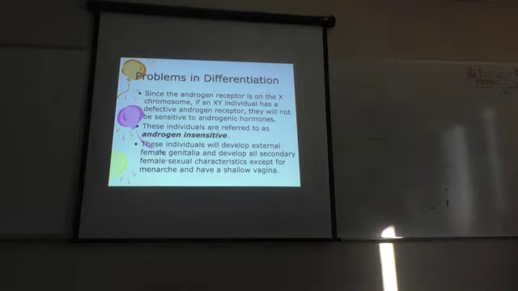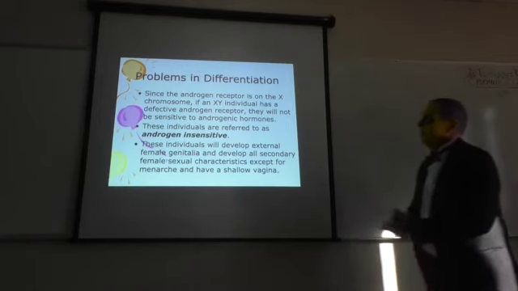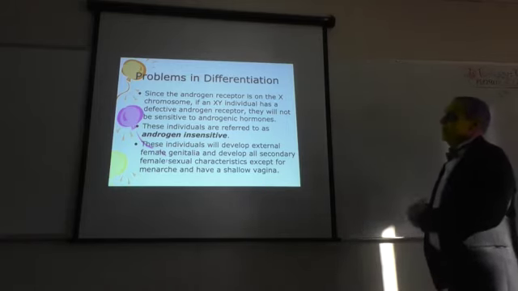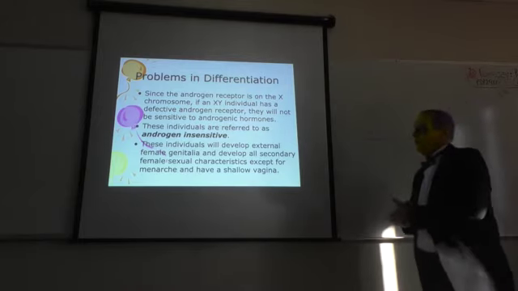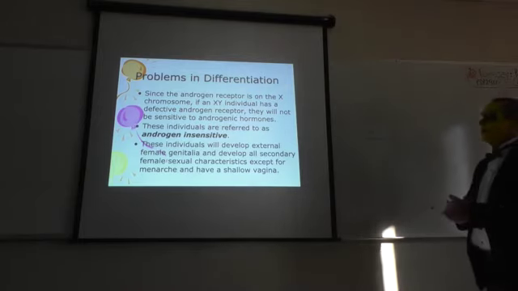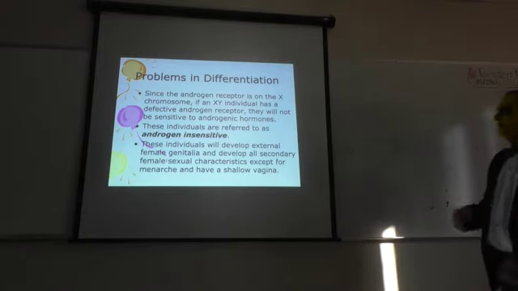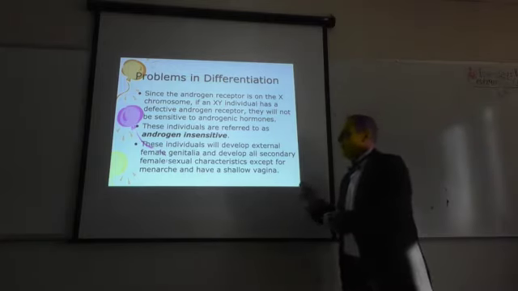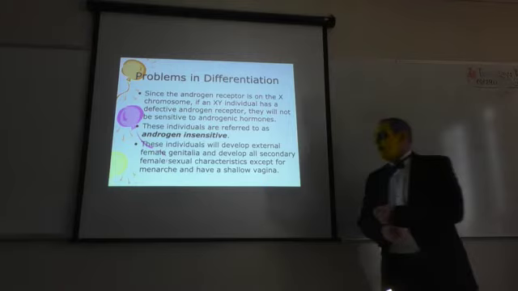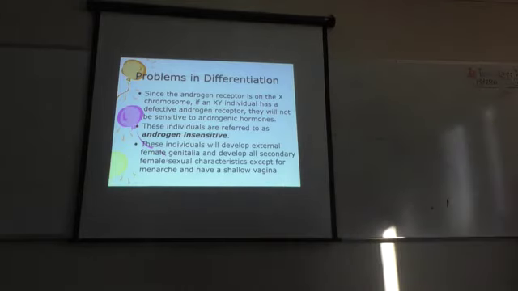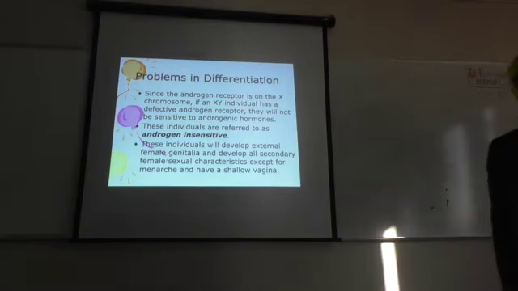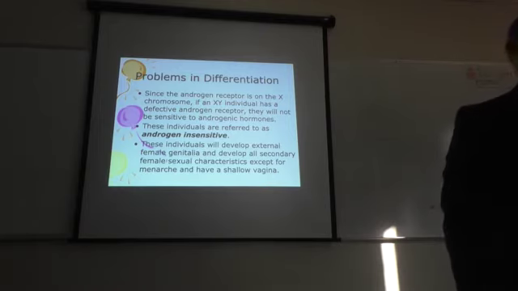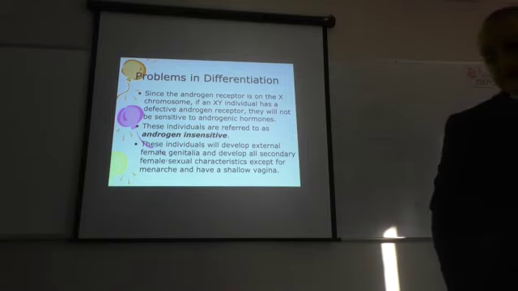Since the androgen receptor is on the X chromosome, if an XY individual has a defective androgen receptor, they will not be sensitive to androgenic hormones. These individuals are referred to as androgen insensitive. These individuals will develop external female genitalia and develop all secondary female sexual characteristics except for menarche, and have a shallow vagina. So they really have a difficult time having sex because their vagina is very shallow. They'll never have a period, so they're not really female. They're just males who are insensitive to androgen, to testosterone.